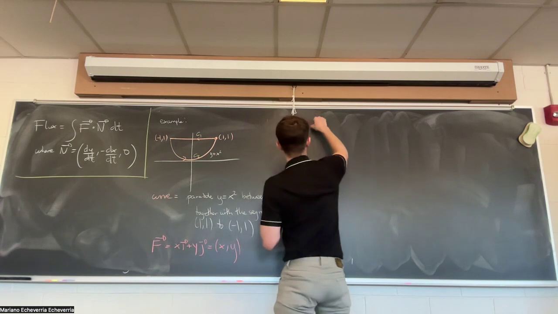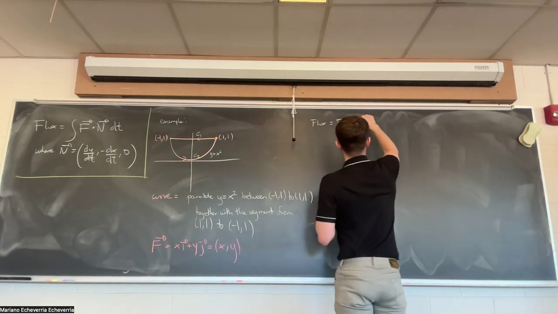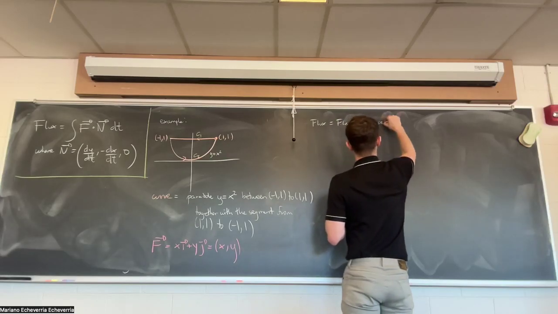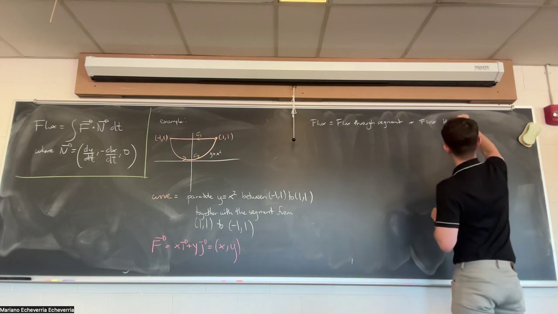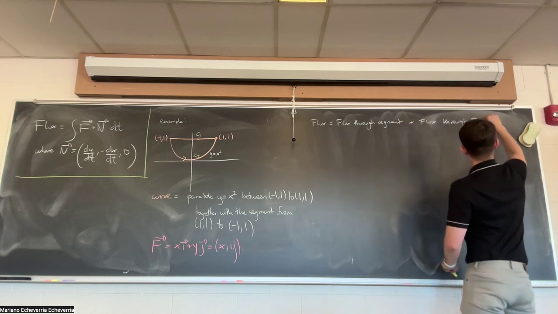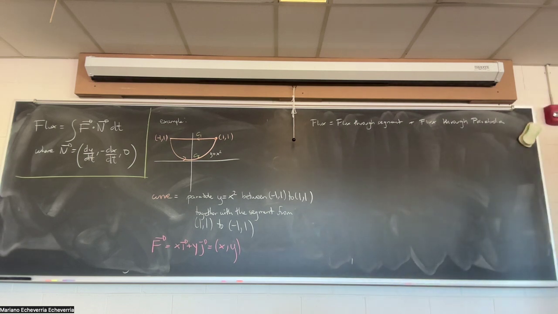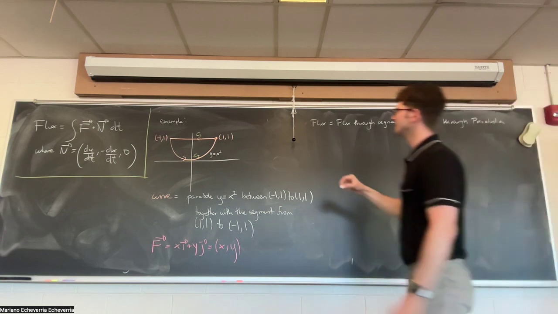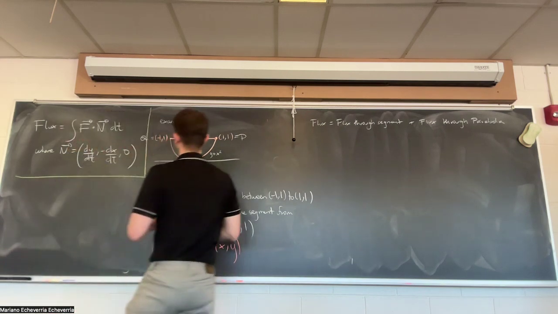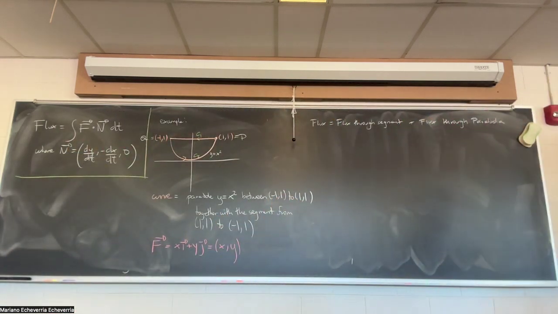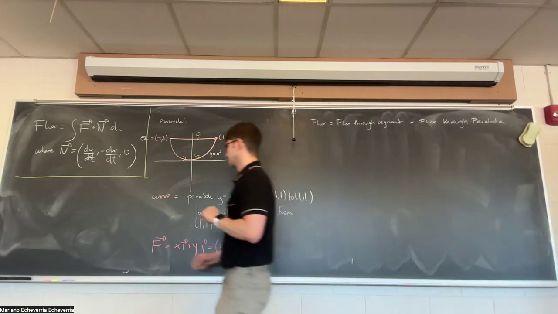So what I'm trying to say is that the flux is the flux through the line segment plus the flux through the parabola. So what is the flux through the segment? Let's call this P and Q. Let's start there. I need a parameterization of this curve.